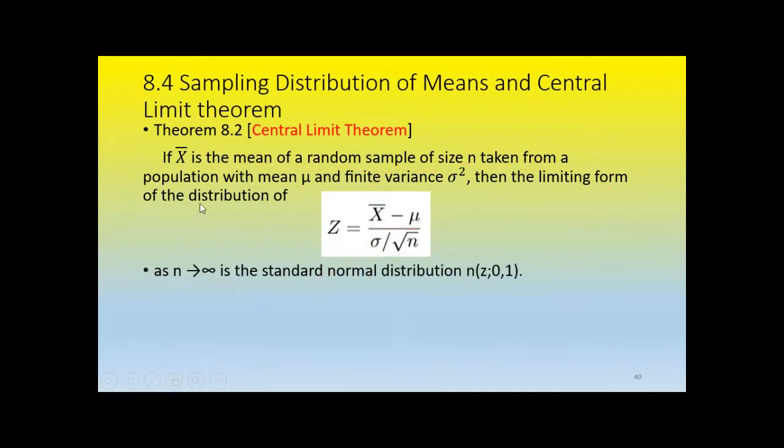So this distribution, as n goes to infinity, becomes the standard normal distribution. What they say is, whatever the distribution of x, it can be following binomial or Poisson or any discrete or continuous distribution, when the sample size is very large, approaching infinity, x bar can be approximated by the normal distribution.